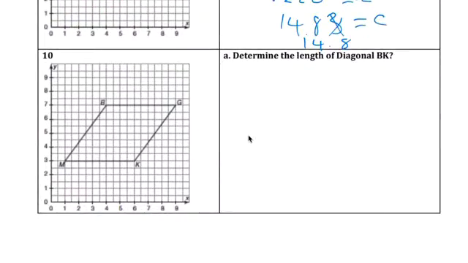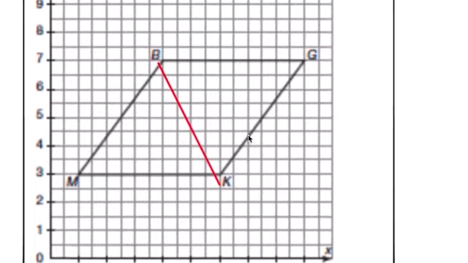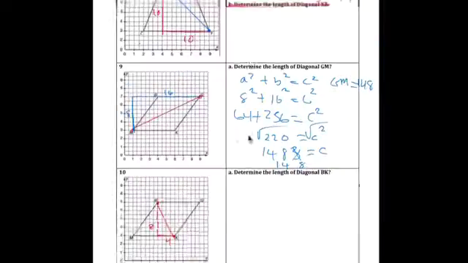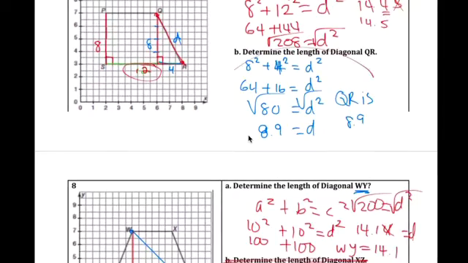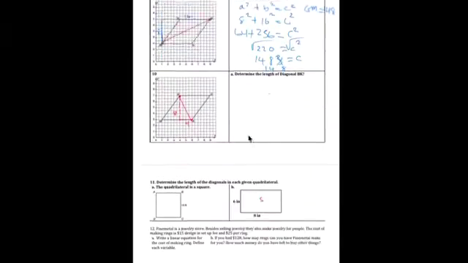Okay, and BK. B to K is going down. Down how many? B to K, it's down 2, 4, 6, 8, over 4. Oh, that's the same one as this, 8 over 4 right here. That's the same work that goes there.